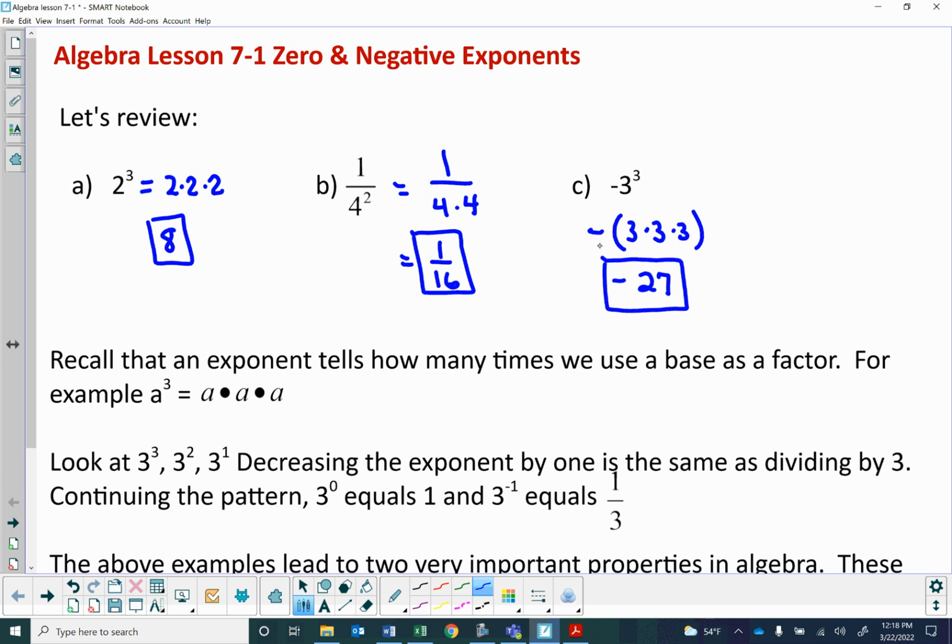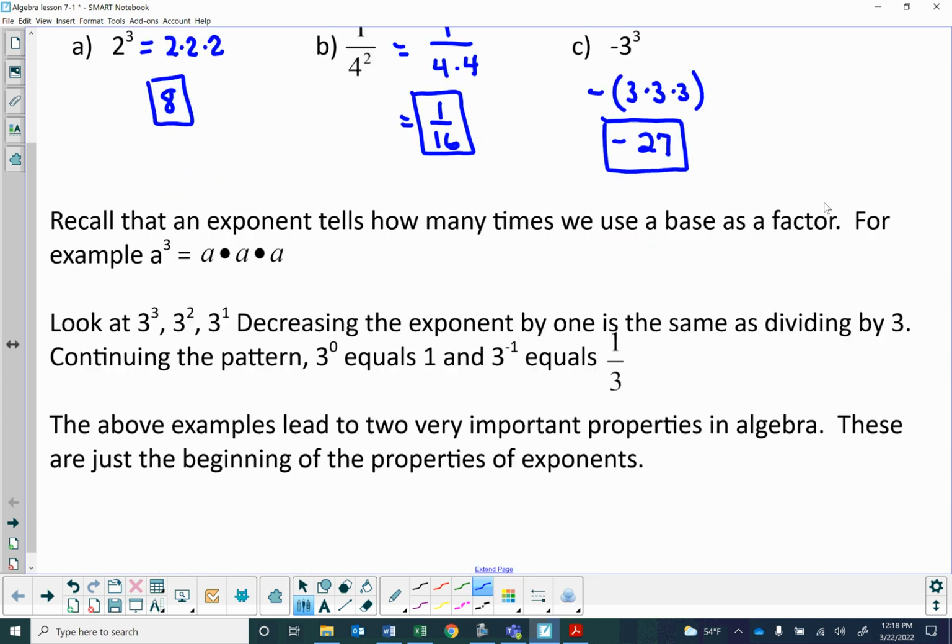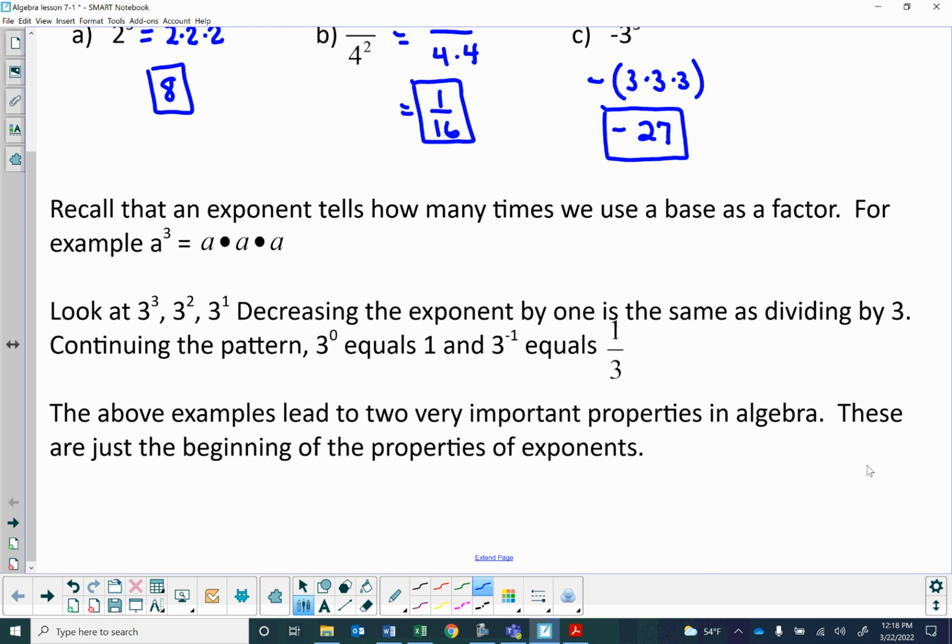Now, recall that an exponent tells us how many times we use a base as a factor. For example, a to the third equals a times a times a. Now let's look at 3 cubed, 3 squared, and 3 to the first. Decreasing the exponent by 1 is the same as dividing by 3. For example, 3 cubed is 27, 3 squared is 9, and 3 to the first is 3.